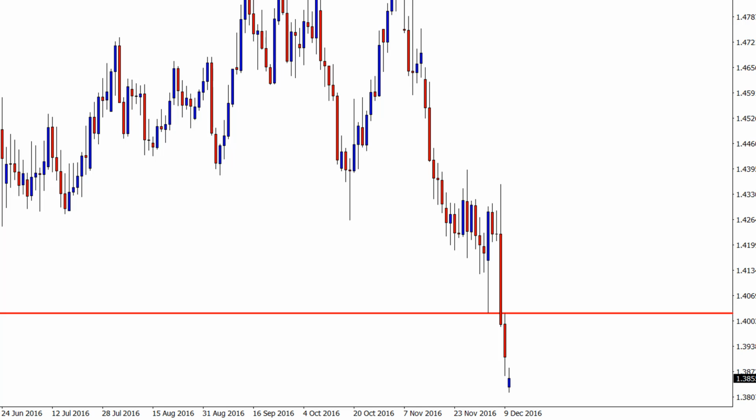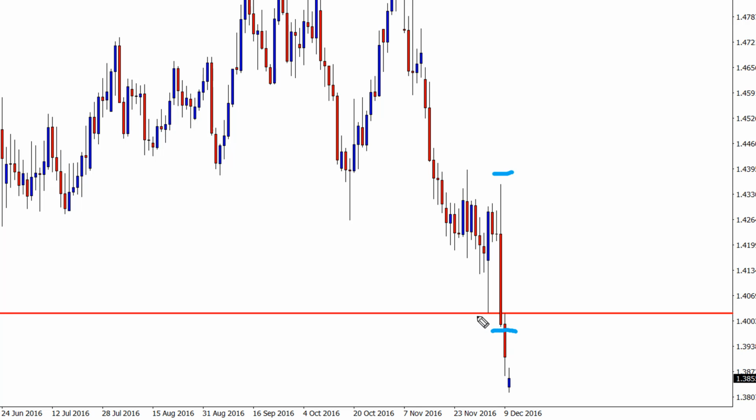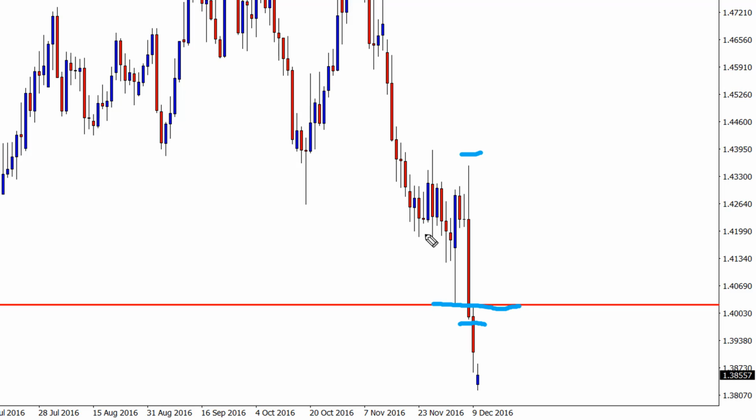This week I've decided to throw on the camera and I've got the EURCAD daily chart. As you'll see, price action has formed a huge daily bearish engulfing bar. If I mark it up, you'll see that price has just closed below the major key level and it's engulfed about 6 or 7 of the previous daily candles, which is pretty important.